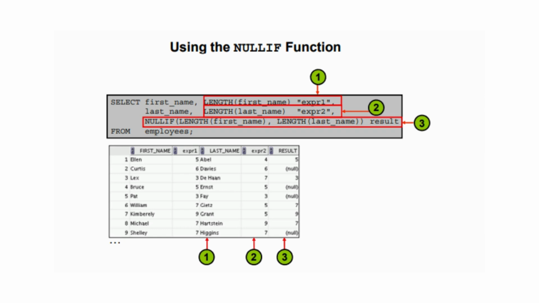In the example shown in the slide, the length of the first name in the employees table is compared to the length of the last name in the employees table. When the lengths of the names are equal, a null value is displayed. When the lengths of the names are not equal, the length of the first name is displayed.